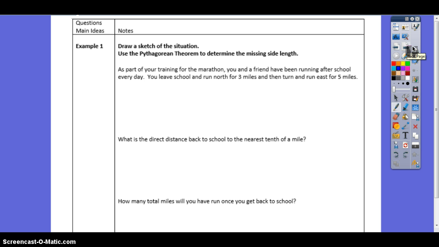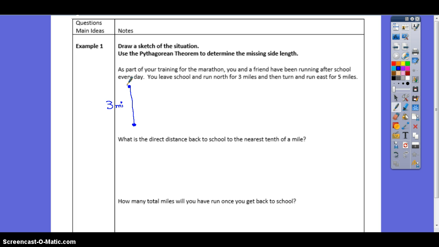Okay, example number 1. Draw a sketch of the situation. Use the Pythagorean theorem to determine the missing side length. As part of your training for a marathon, you and a friend had been running after school every day. You leave school, alright, so here we are. We leave school and we run north for 3 miles. Which way is north? Up. We go up. We go north for 3 miles. And now that takes us to here.